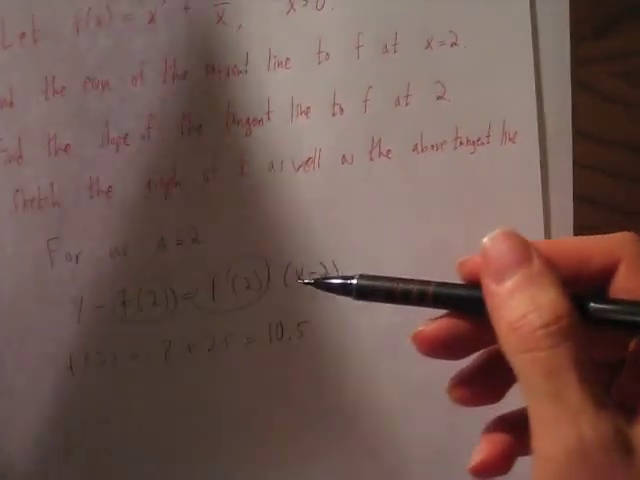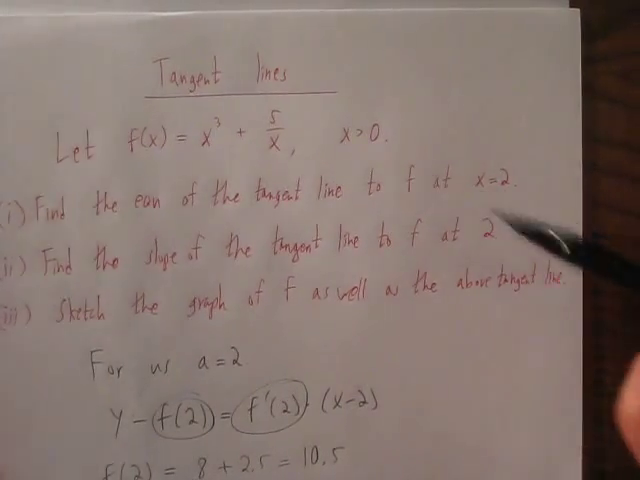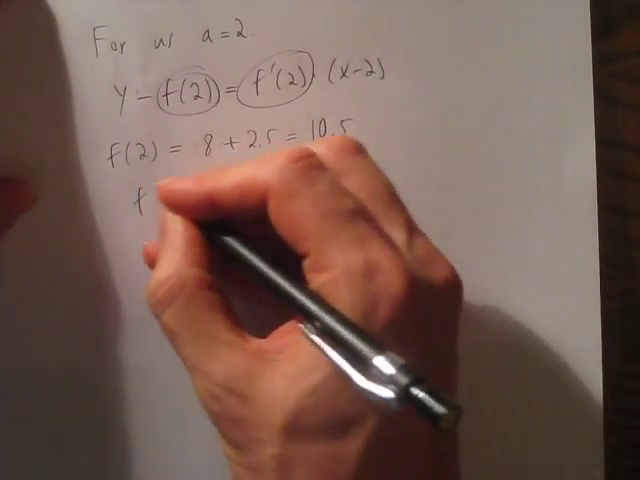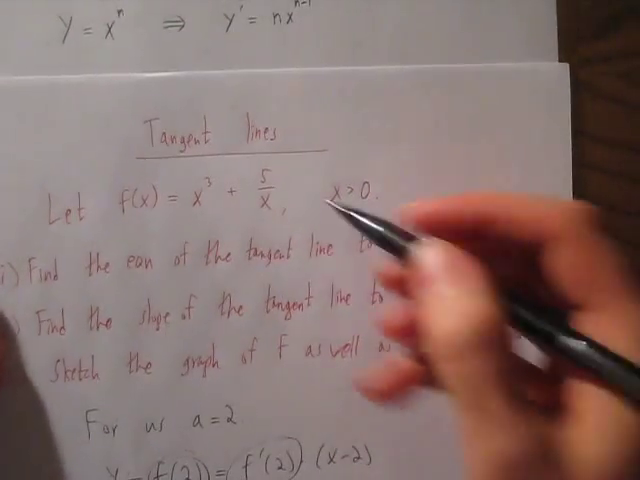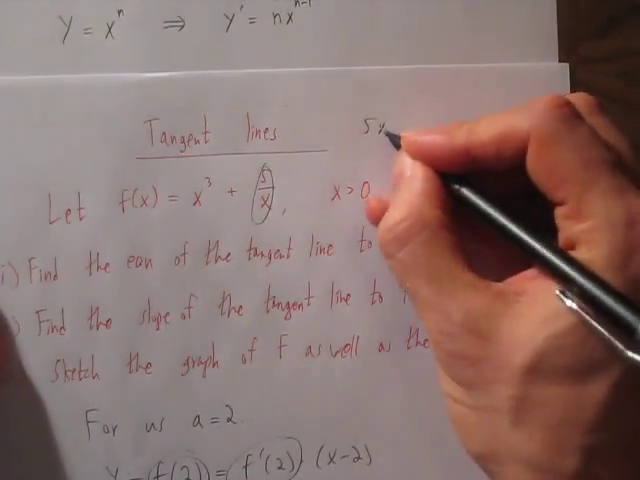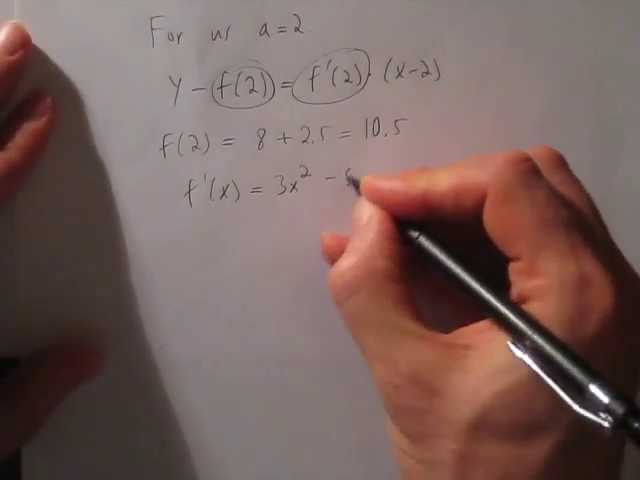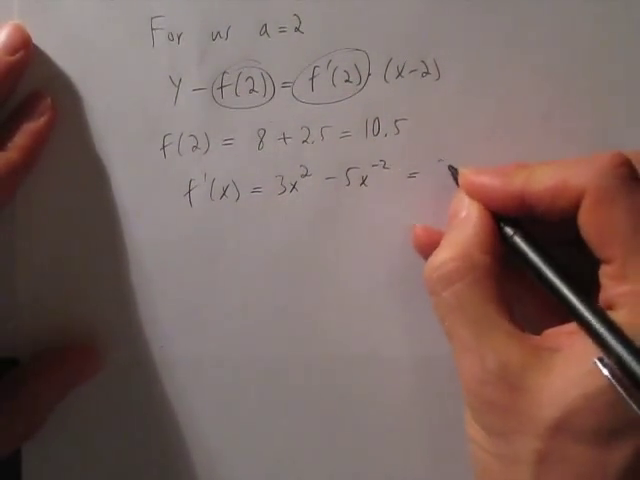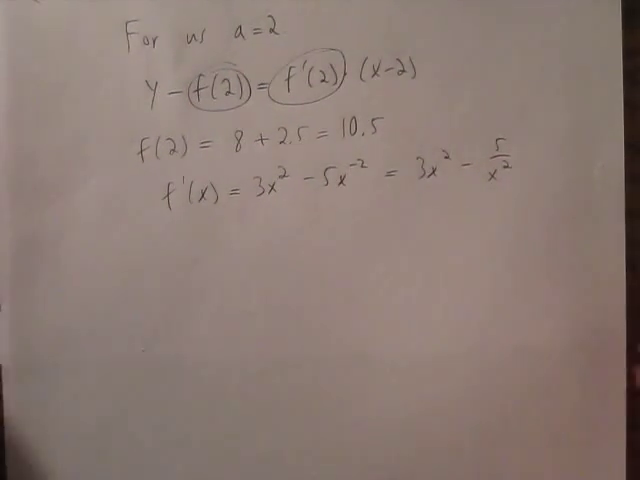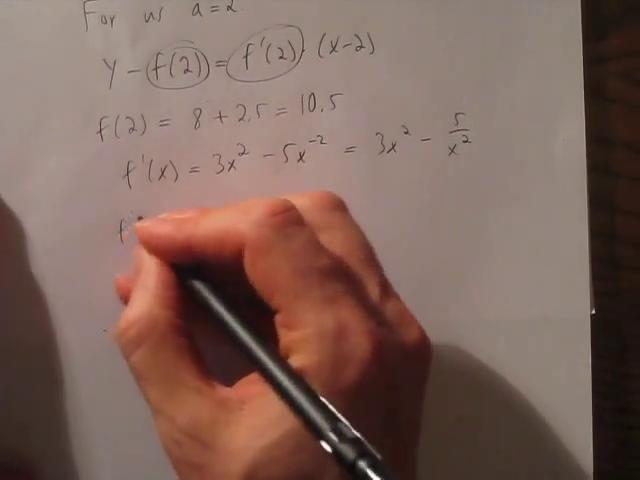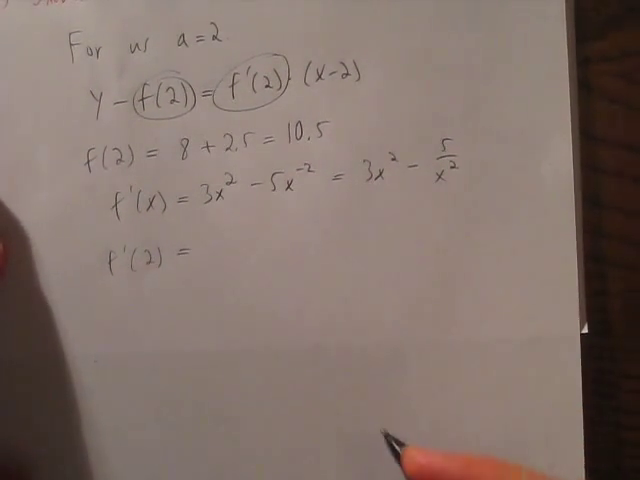f prime of 2 is found in a two-step process. First you find the derivative as a function. So f prime of x, well of course x cubed differentiates to 3x squared. What about this one? Well, it's 5 times x to the power minus 1, and now the minus 1 can jump down, and the new x power is minus 2, and if you like you can write the derivative like this. Now you take a new line and evaluate the derivative at your point of interest, in this case 2.